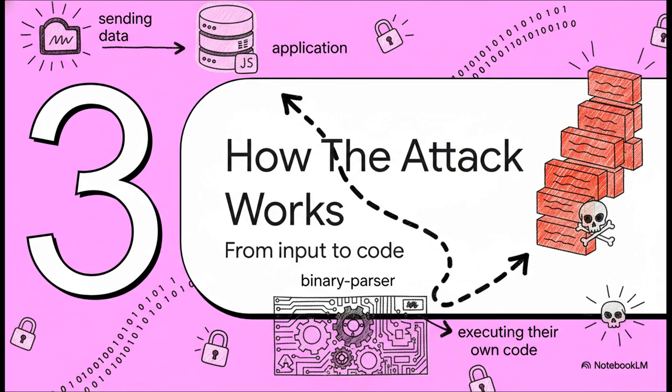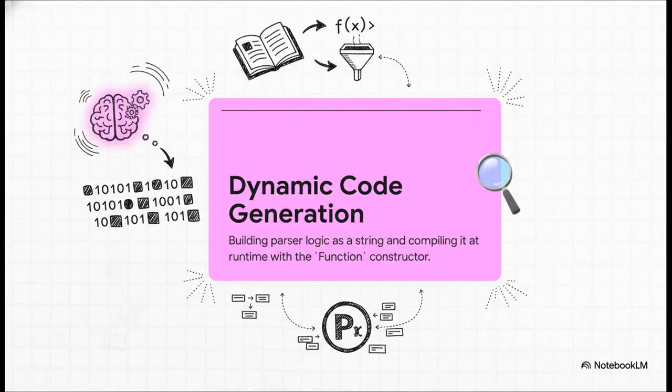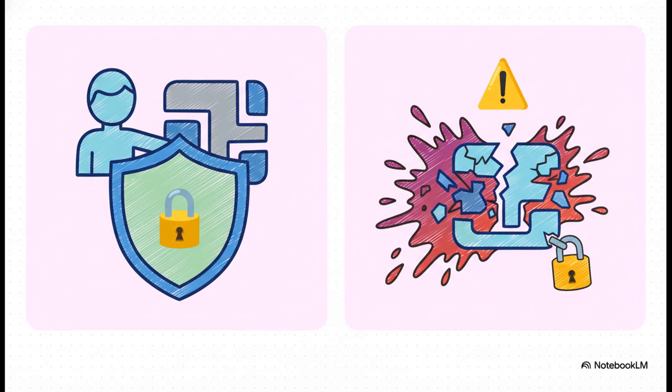Okay, so how does this even happen? How does an attacker get from simply sending some data to your application to completely taking it over? Let's trace the path of this exploit. The whole problem starts with a technique called dynamic code generation. To be fast and flexible, binary parser builds its logic on the fly. It literally creates a string of JavaScript code and then uses the function constructor to compile and run it at runtime.